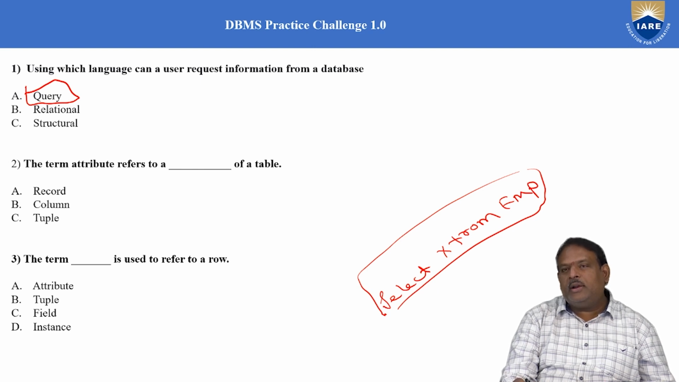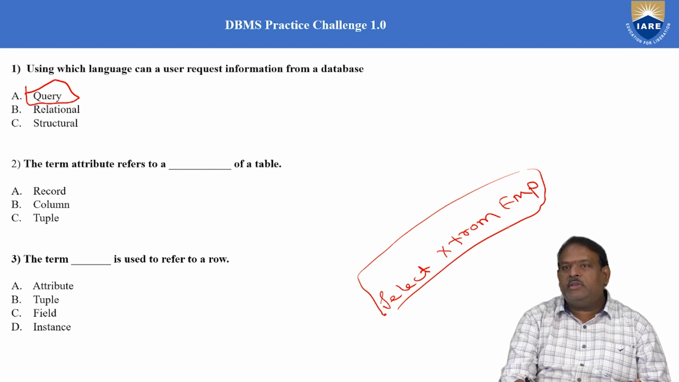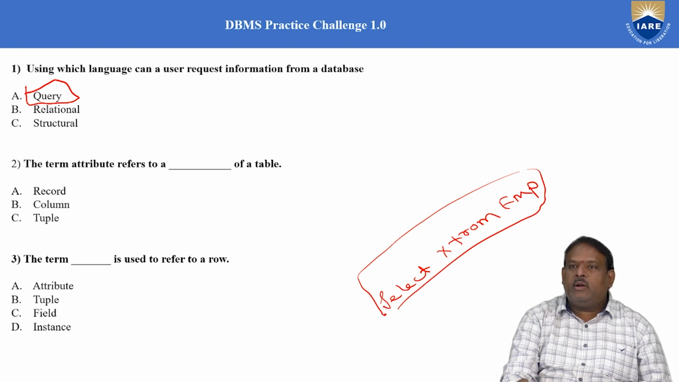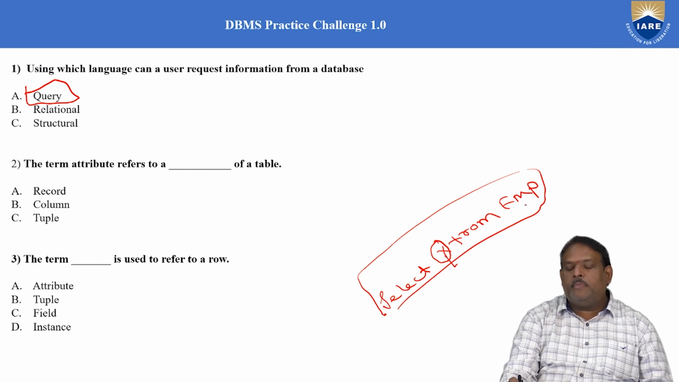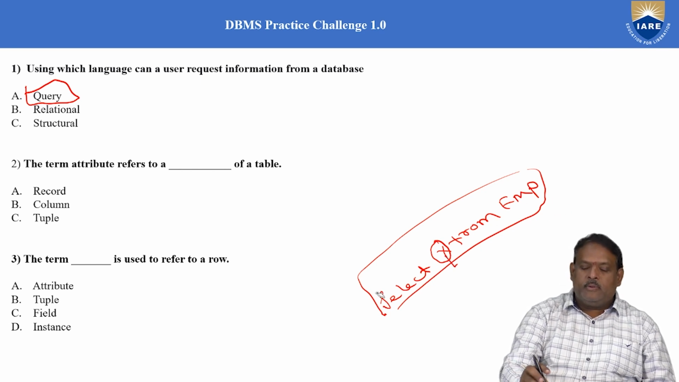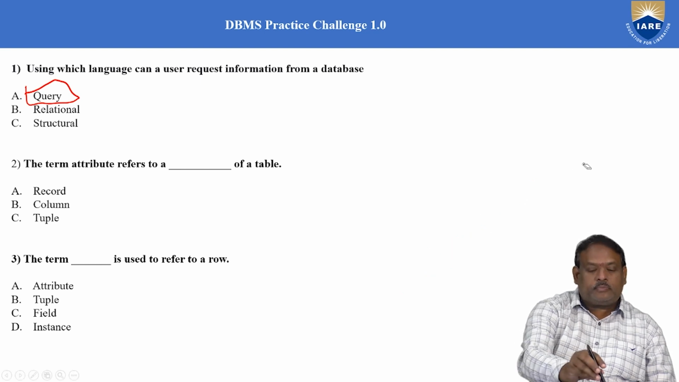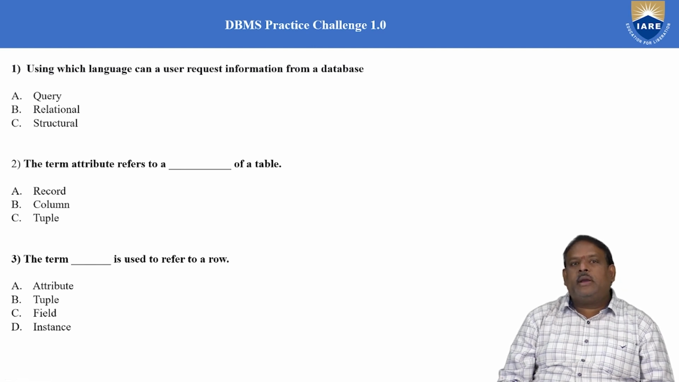So SQL is a language used to talk to the database, and this command select star from EMP is a command which is fired on the database to give me all the details from the table called EMP. Star means all the columns from the EMP database table. Okay, the first answer would be option A, that is query. Now we'll go to the second question.